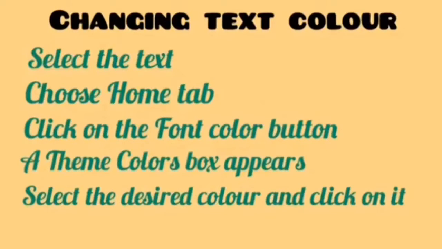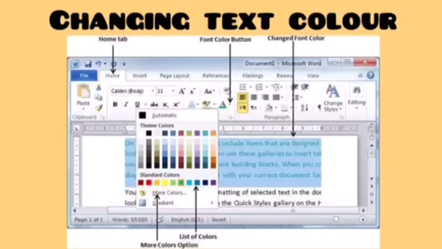When I click on the Font Color button, a theme color box will appear. When I see the theme color box, I can see many colors on that. I can choose any one color and the selected text will change its color to that particular color.